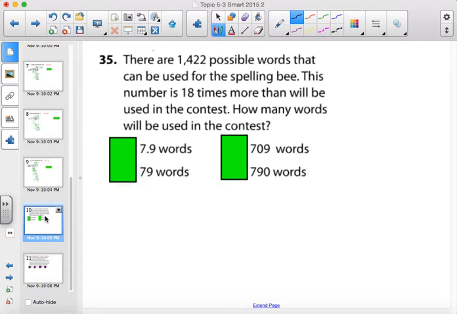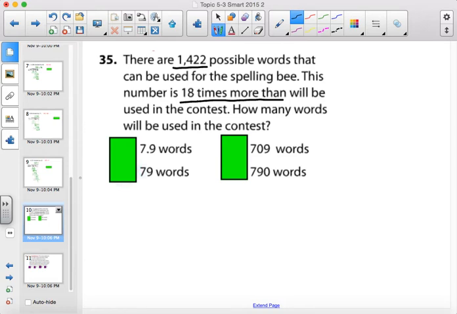There are 1,422 possible words that can be used for the spelling bee. This number is 18 times more than will be used in the contest. How many words will be used in the contest?